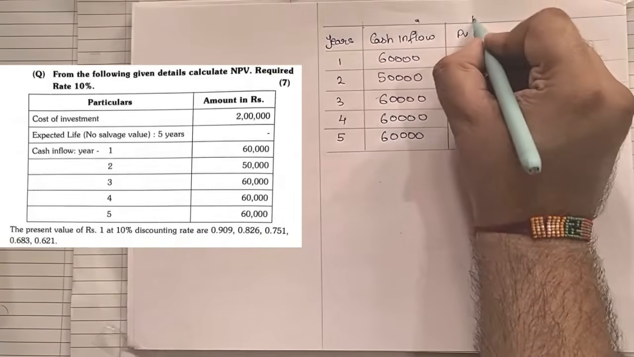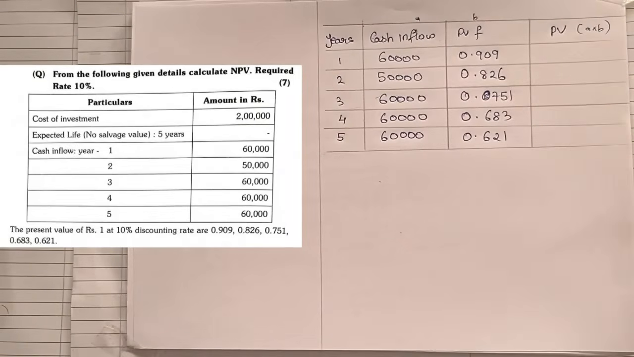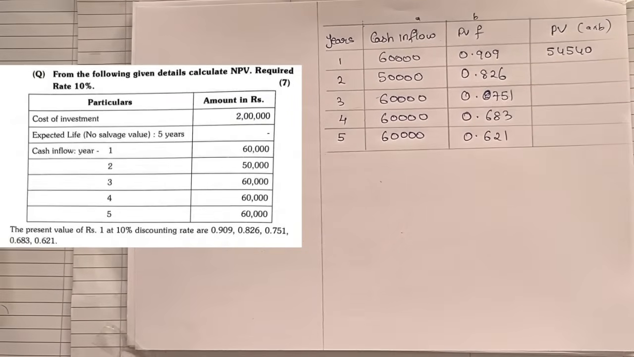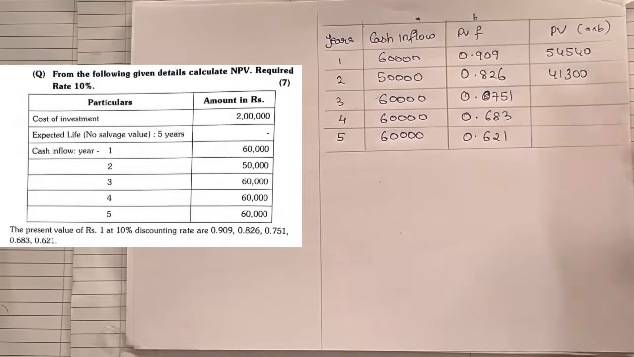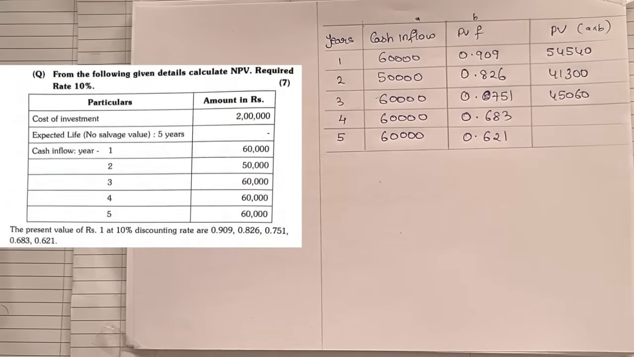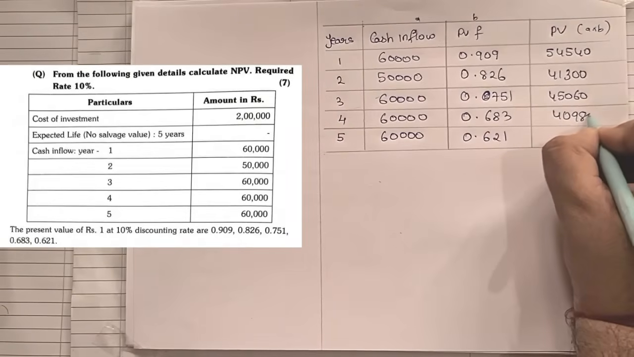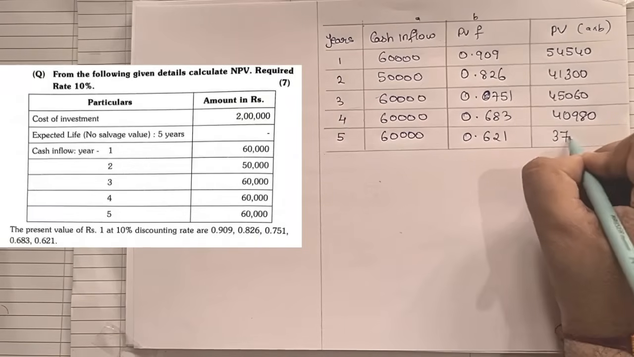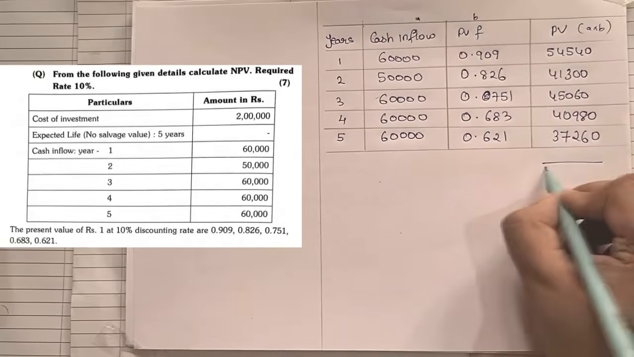Now PV is nothing but multiplication of cash inflow. So if I name this as A and this as B, PV is nothing but A into B. Okay, so it will be 60,000 into 0.909, which comes to 54,540. Next one is 50,000 into 0.826, which comes to 41,300. The next is 60,000 into 0.751, which comes to 45,060. Next is 60,000 into 0.683, which comes to 40,980. The next is 60,000 into 0.621, which comes to 37,260.